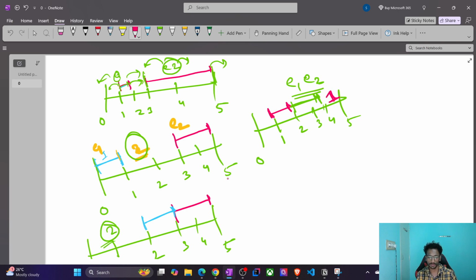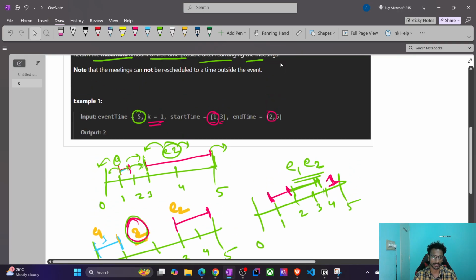Out of all of these combinations, what is the maximum answer? The maximum answer is 2, so that's why your answer is 2. Got it?